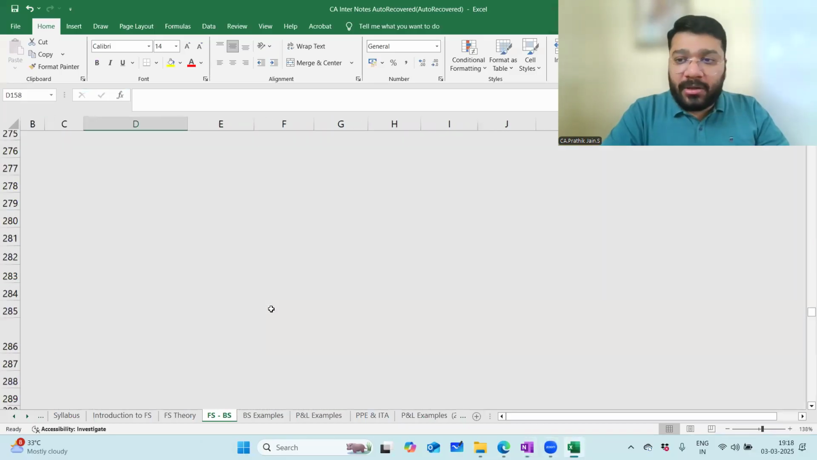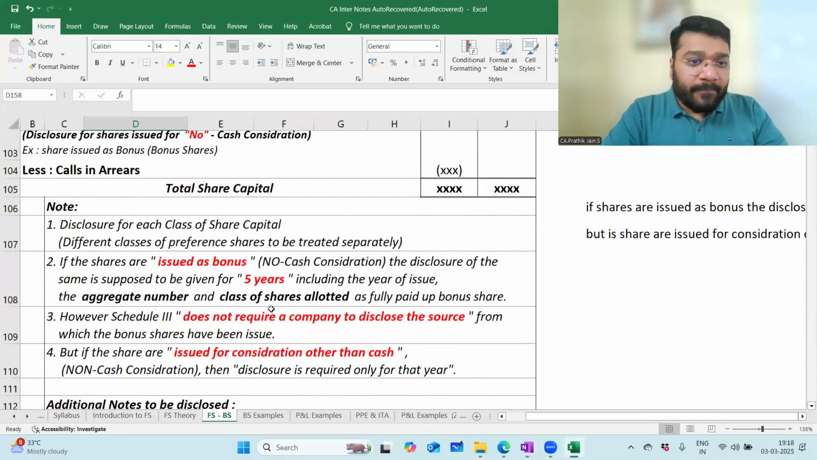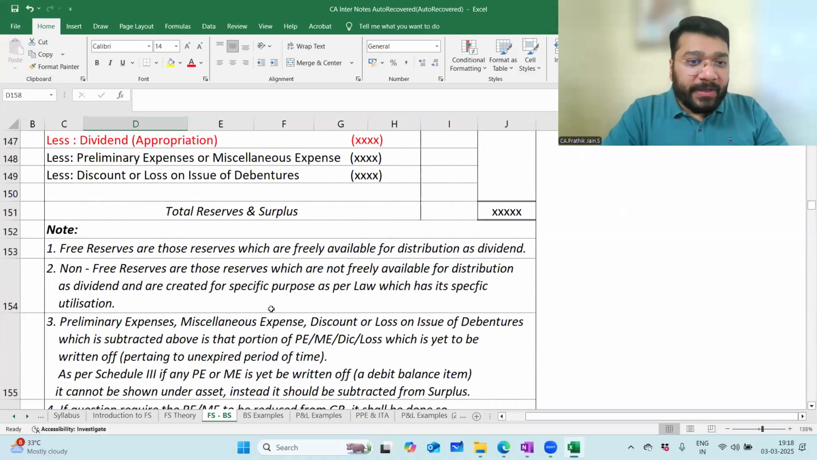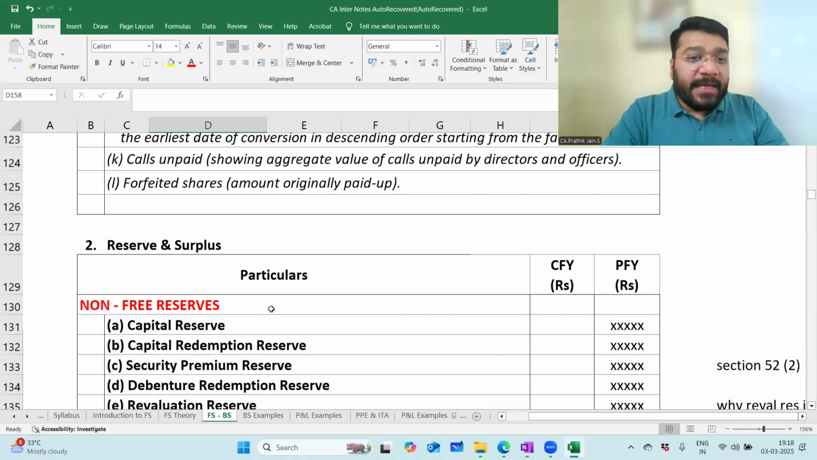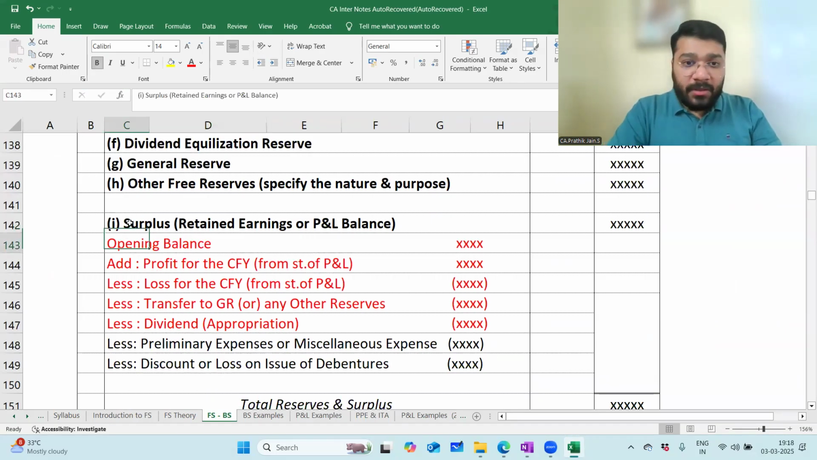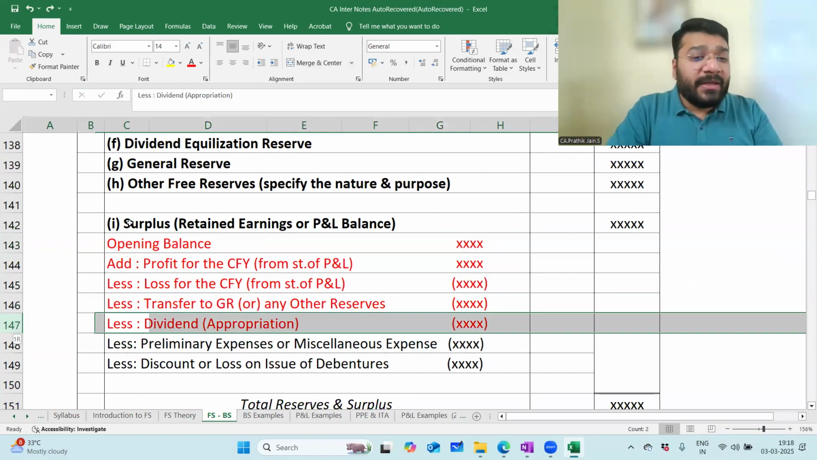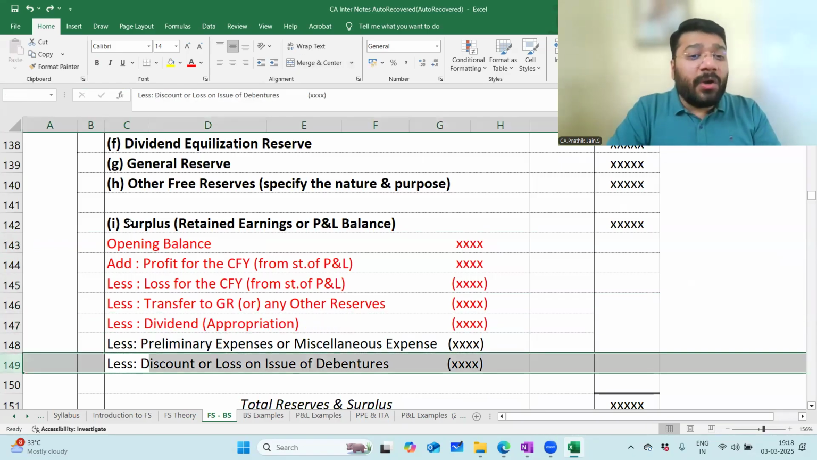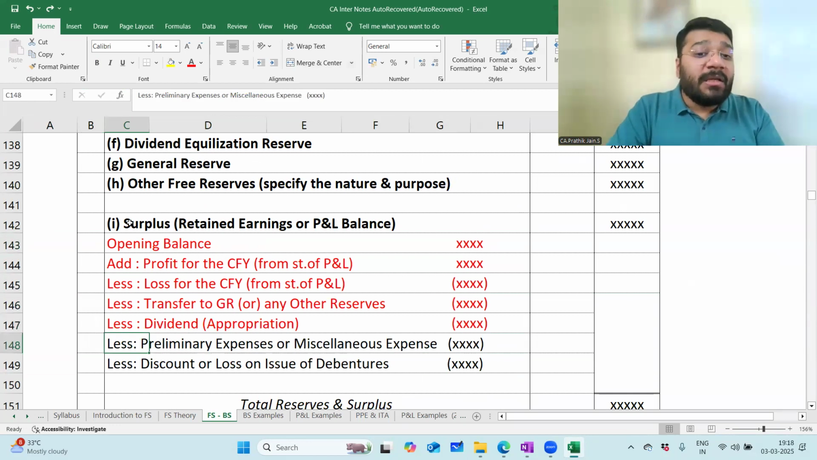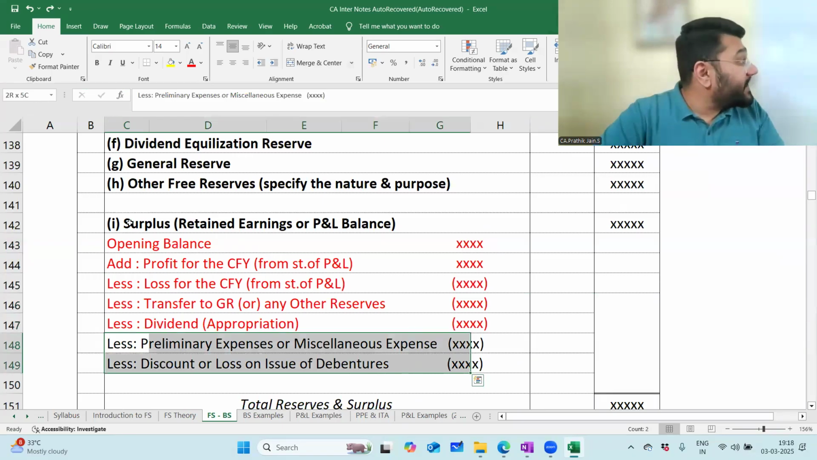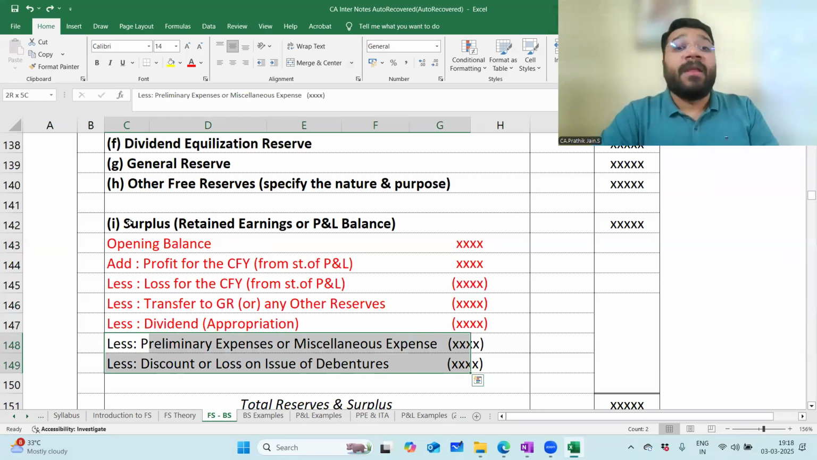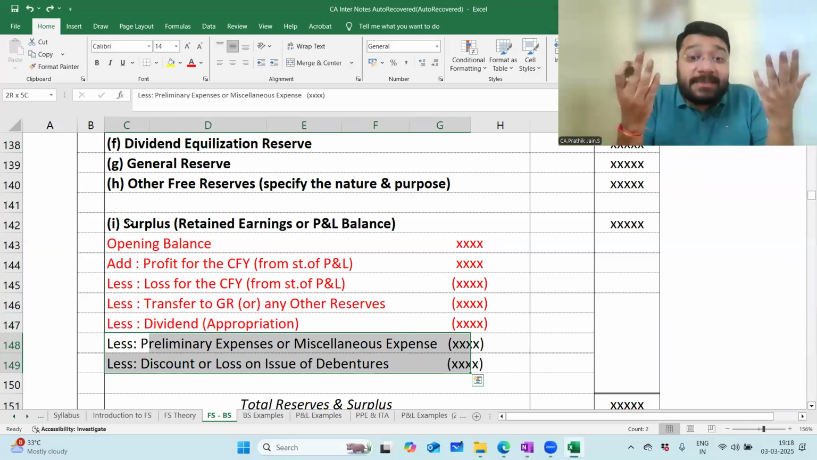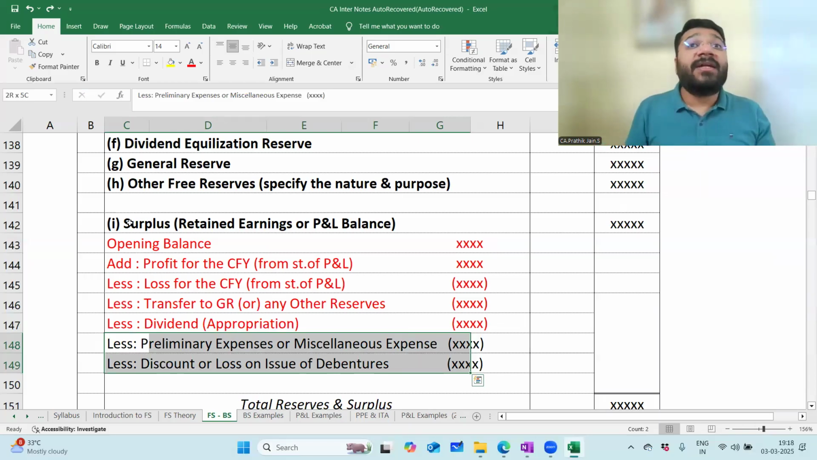So now, when you come to your balance sheet, what have I done? In the balance sheet part, now listen to this very carefully. In your reserves and surplus, you have surplus here, okay? First is opening balance. Profit of current year, loss of current year, transfer to GR, dividend appropriation. Now below is what? Discount on issue of debenture, loss on issue of debenture, preliminary expenses, miscellaneous expenses. All these 4 items, preliminary expenses, miscellaneous expenses, discount and loss.